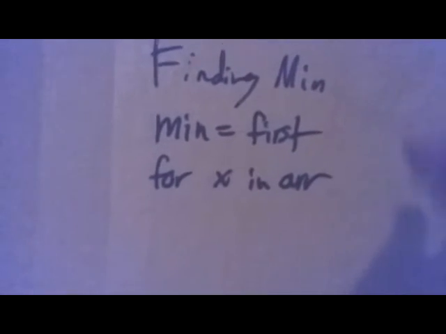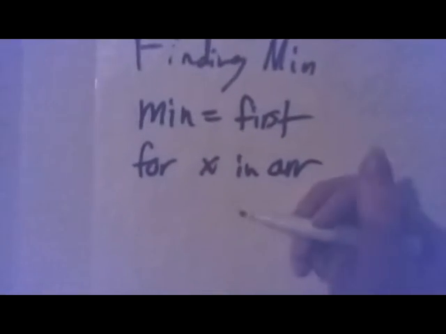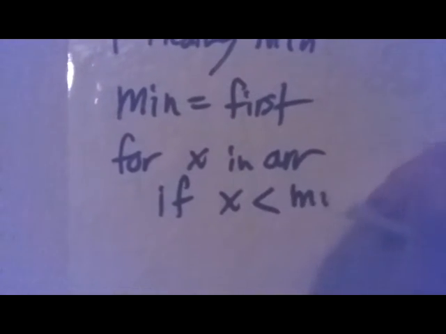Then, for all of the values in that array, and I'm just writing this in pseudocode, so you can translate this into Java. But for now, it's just going to be in pseudocode. So for each element in there, anytime that we find an element that is less than minimum, we just change minimum.